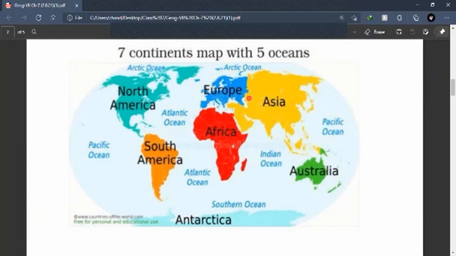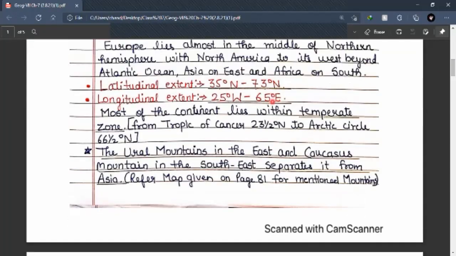Now let us discuss the location of Europe. Europe lies almost in the middle of the northern hemisphere, with North America to its west beyond the Atlantic Ocean, Asia on the east and Africa on the south. The latitudinal extent of Europe is 35° north to 73° north, and the longitudinal extent is 25° west to 65° east.